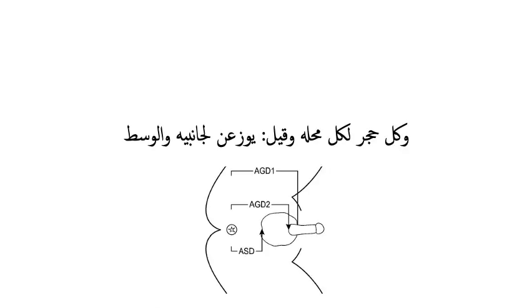The author then says وَكُلُّ حَجَرٍ لِكُلِّ مَحَلِّهِ وَقِيلَ يُوَزَّعْنَ لِجَانِبَيْهِ وَالْوَسَطِ. So when it comes to the wiping of the anus, every stone that I use to wipe, do I make sure that I wipe the entire region for each wiping, or do I divide the region into two sections, the two sides and the middle? So I wipe one side, I wipe the second side, and then I wipe the middle, and each wiping is considered a masha.